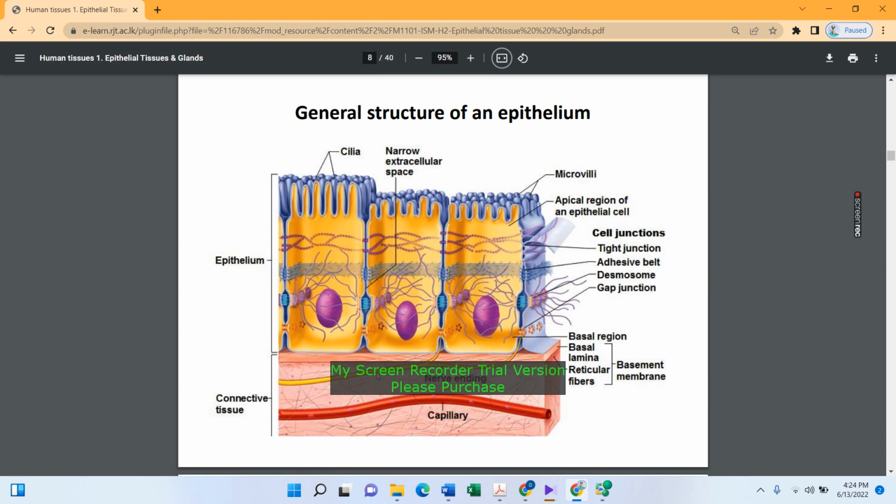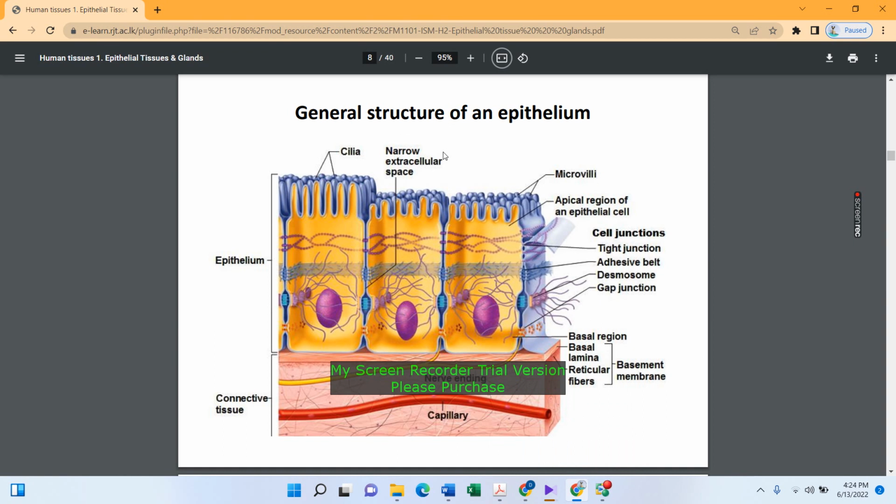On the basement membrane these cells lie, and the nucleus is found in the epithelial cells. A nerve supply can be found directly in this epithelium. So a nerve supply is available, but a blood supply is not. This is the basal region. This is the basal lamina, and this basement membrane is made of reticular fibers and basal lamina. So the basal lamina and reticular fibers make up the basement membrane. And these are the cellular junctions.